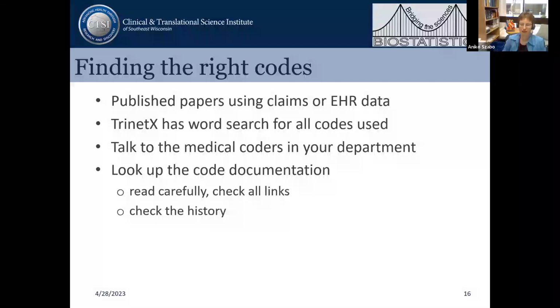And you absolutely, I think, always must look up the code documentation, because there are sometimes unexpected, unusual things. They usually have links to other related or unrelated things. You want to check the history, especially if you have a study that covers a longer time period. You know, yeah, this is the code now. What was the code 5 years ago or 10 years ago? It really changes over time.